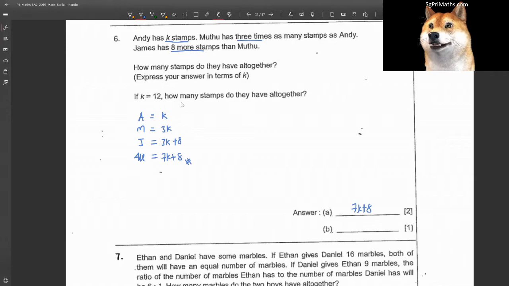So if K is 12, how many stamps do they have altogether? So it all equals 7K plus 8. You change the K to 12, which means 7 times 12 plus 8 equals 84 plus 8 equals 92. And that's the answer.